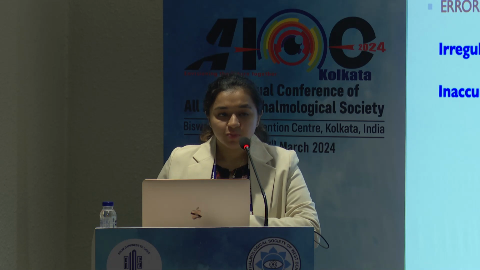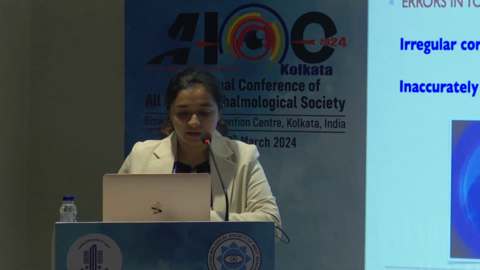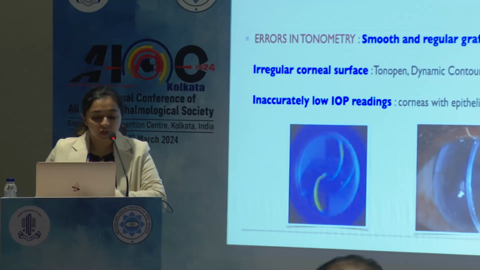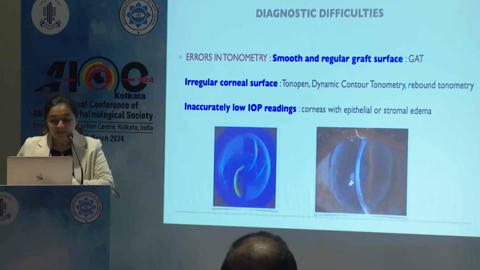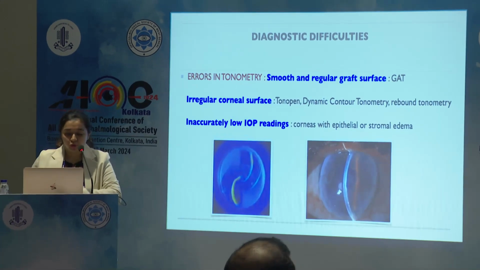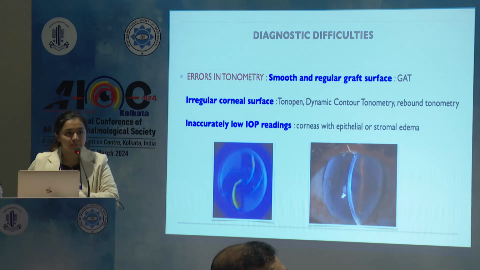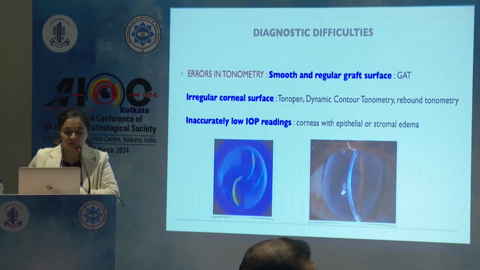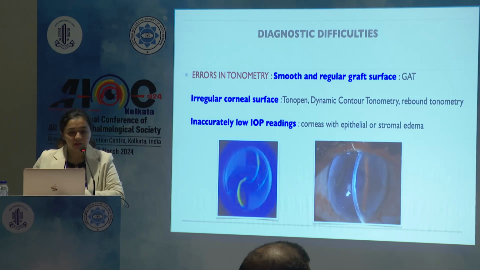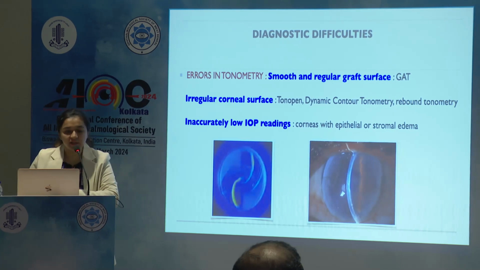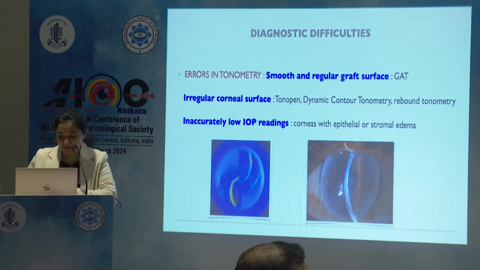So if we have a smooth and regular graft surface, then Goldmann applanation tonometry remains the gold standard. But this is not the case very often. Whenever we have irregular corneal surfaces, modalities like Tono-Pen, dynamic contour tonometry, or rebound tonometry can help us get accurate IOP readings. It is just to emphasize here that corneas which have epithelial or stromal edema tend to give us inaccurately low intraocular pressure readings.